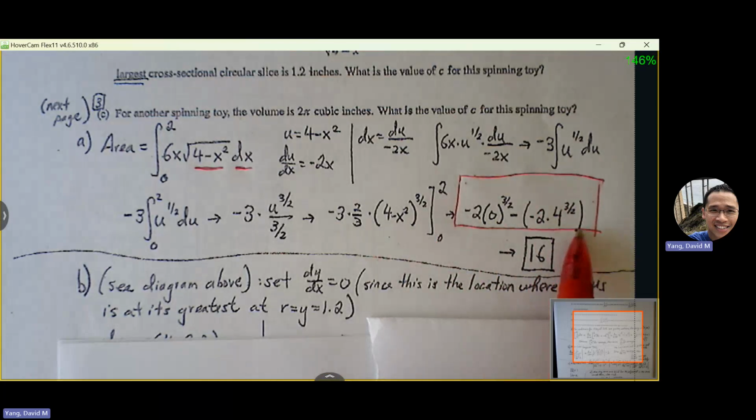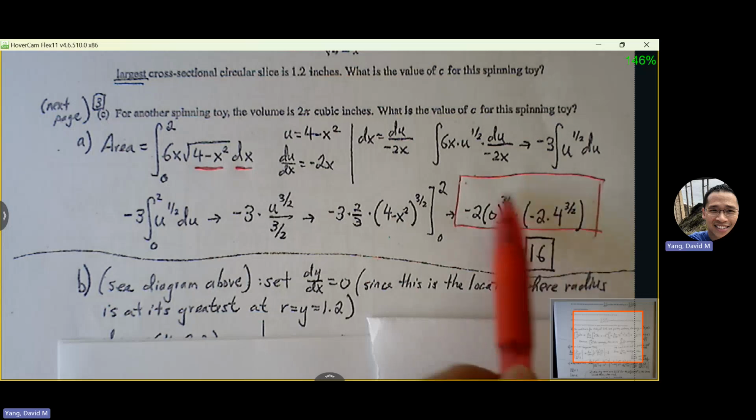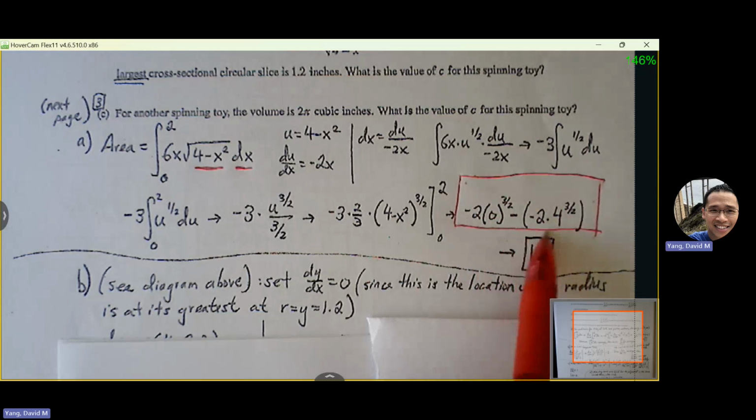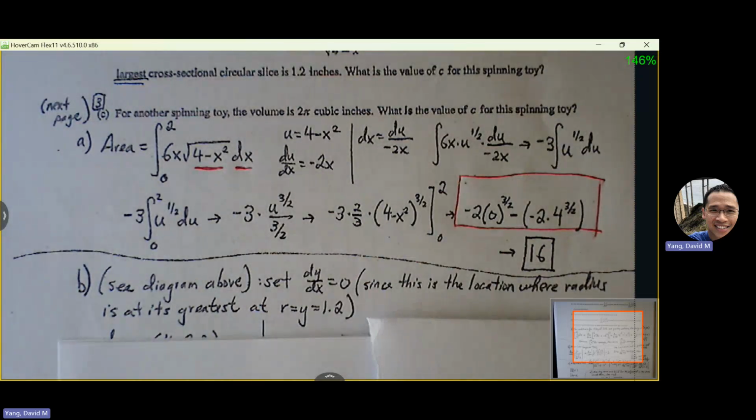I will leave my answer in this form once you plug in. And don't spend the time trying to get to 16. Again, if you try to clean up, just understand that if you make a mistake here, but this is correct, you'll lose points here, even though this is correct. So just try to eliminate the room for error by leaving your answer unsimplified.